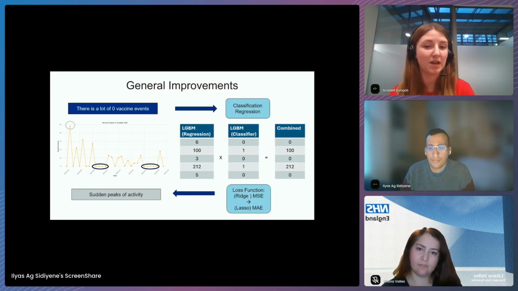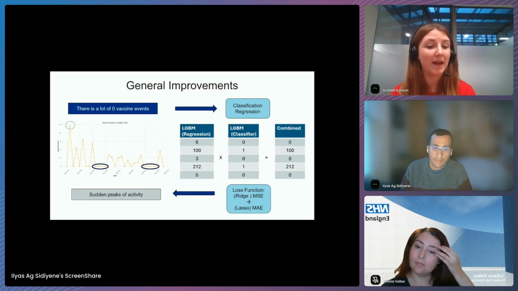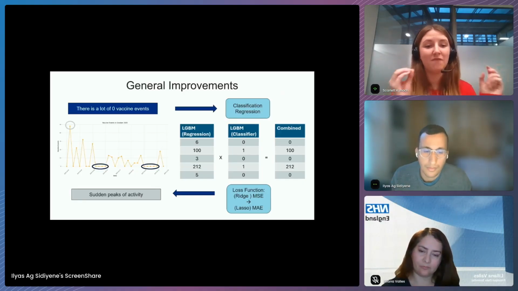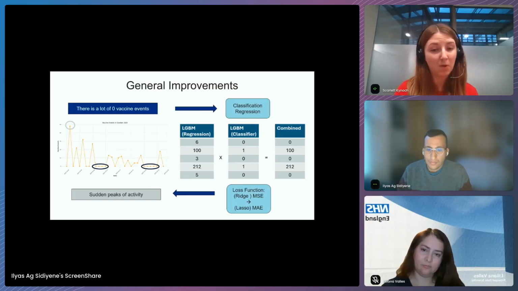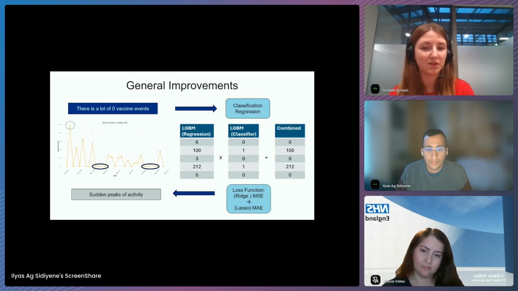And then the other thing was looking at an objective. When you're training a LightGBM model, you're trying to minimize loss. The default for this is something called mean squared error, so you're squaring the error. Unfortunately, this is quite susceptible to outliers. So we decided to have a look at mean absolute error to see how this could improve the forecast. Next slide.